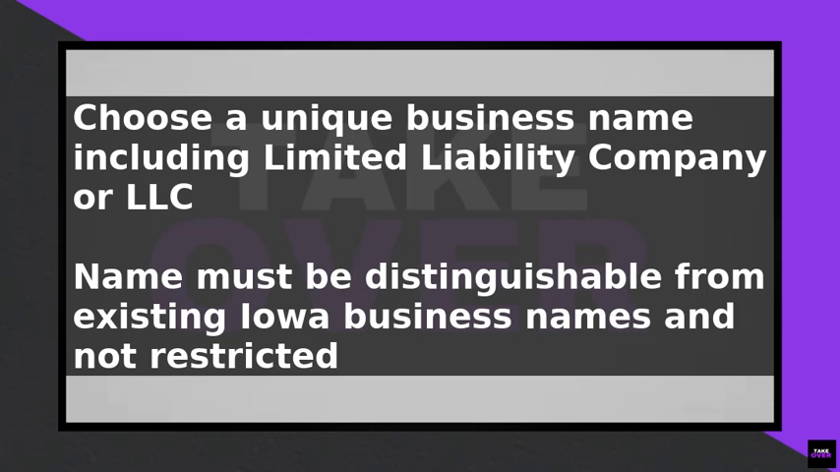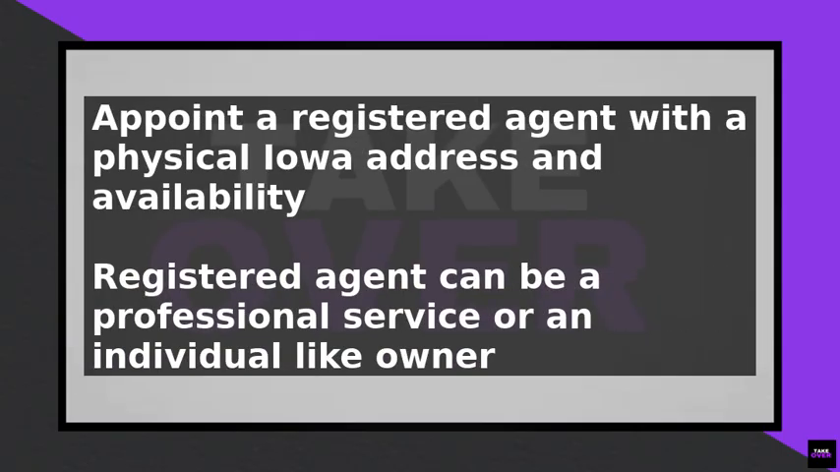Next, appoint a registered agent who will receive official documents and notices on behalf of your LLC. The registered agent must have a physical address in Iowa and be available during business hours. You can hire a professional registered agent service or appoint an individual, such as a business owner or employee.